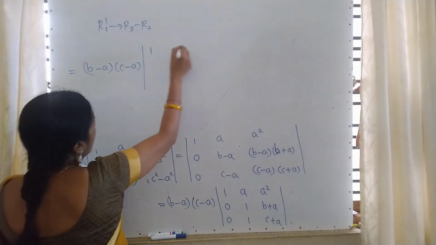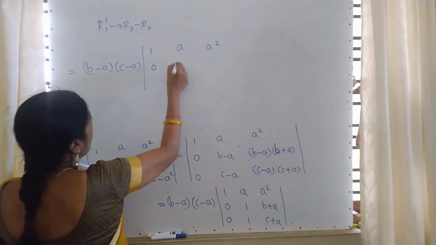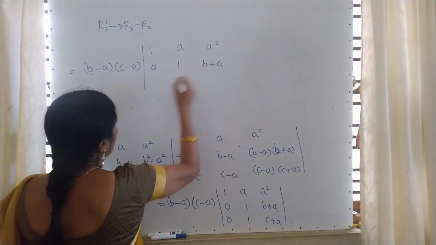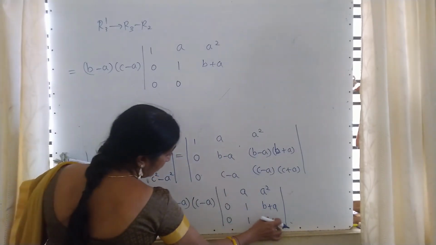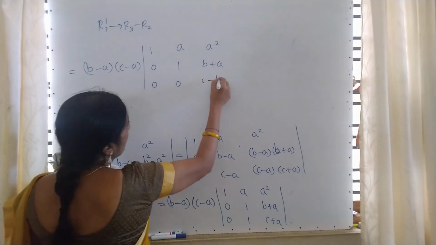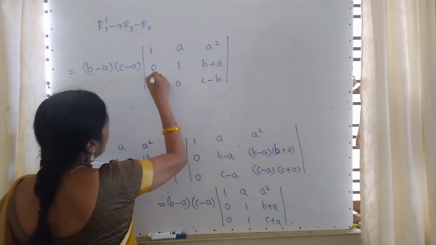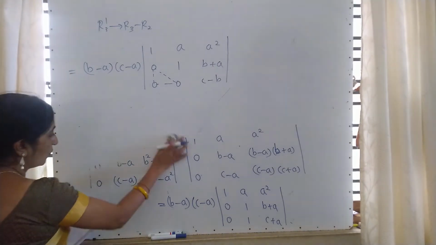It is 1, a square. This is 0, 1, b plus a. This is 0. 1 minus 1, 0. c plus a minus b plus a; a gets cancelled. c minus b. See, take a pencil and join this. Is it in a triangle shape or what? Yes.